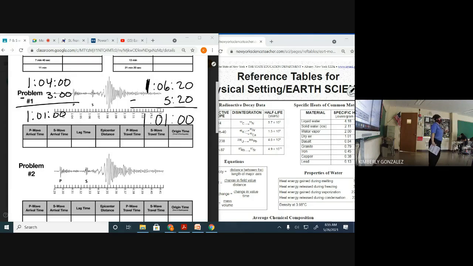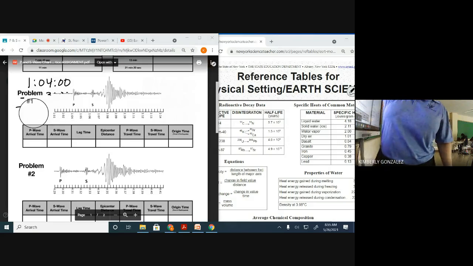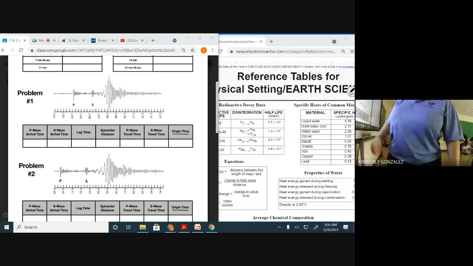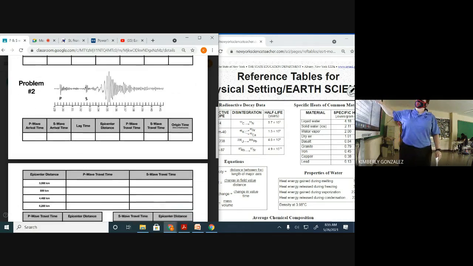Okay, most of you guys did not do this homework. I want you to do problem number 2. Guys, I don't take time to do stuff like this unless you need it, and I really think you need it.